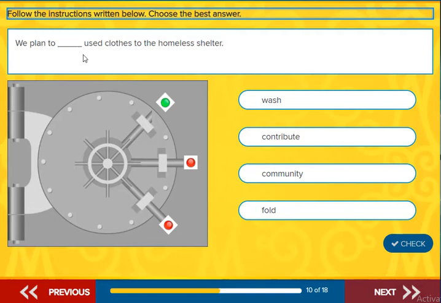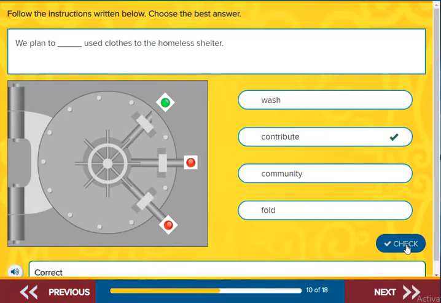We plan to what used clothes for the homeless shelter. What do we do with our used clothes? Do we wash them? Contribute them? Community or fold? We plan to contribute used clothes. Excellent work.